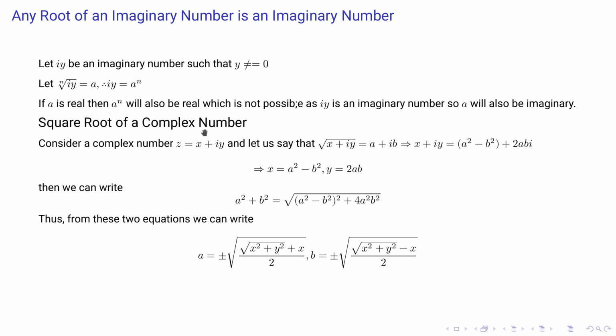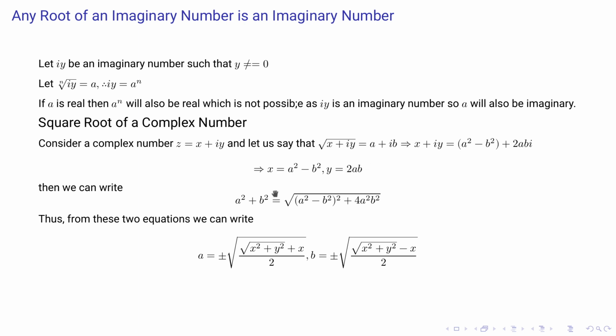Now we are going to compute square root of a complex number. So suppose the complex number is z is equal to x plus iy, then we assume that square root of x plus iy is equal to another complex number a plus ib. So take square of both sides and we get x plus iy is equal to a square minus b square plus 2abi. Now we compare the real and imaginary parts and we can write that x is equal to a square minus b square and y is equal to 2ab.